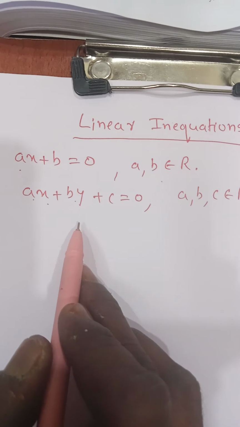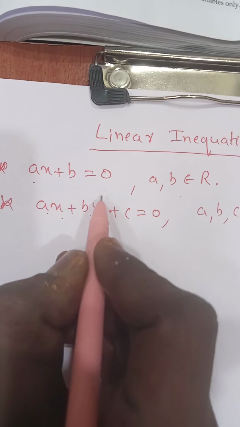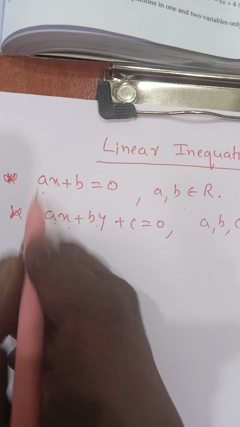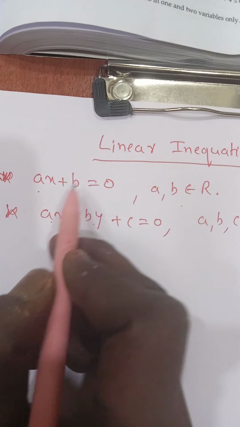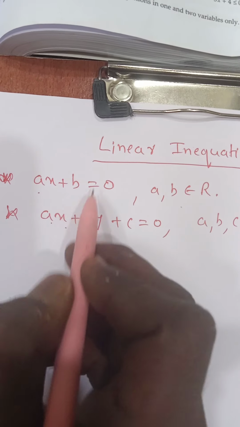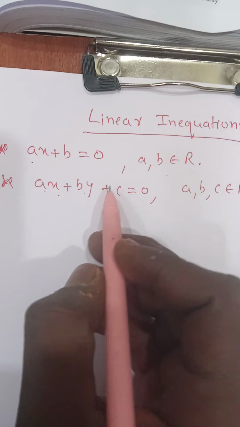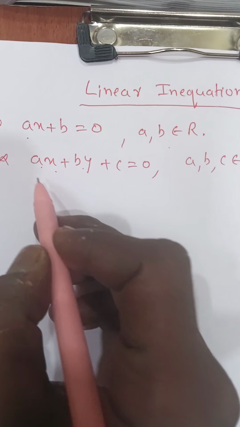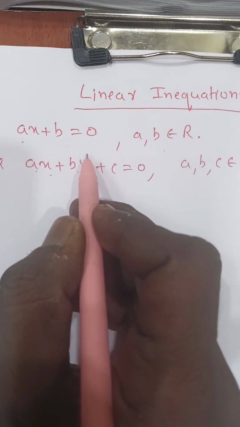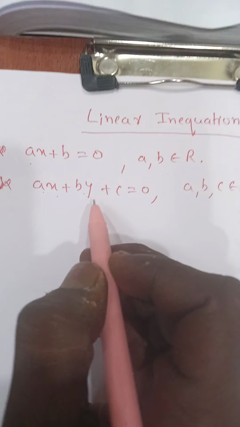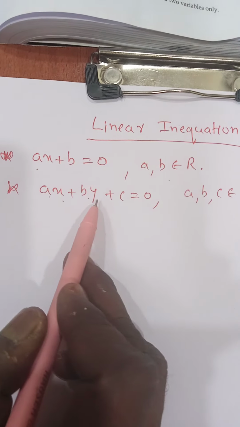Why is this a linear equation? Because its degree is always 1. Both equations have degree 1 only. In the first equation the degree of the LHS part is 1, and in the second equation also the degree is 1 only. That's why it is a linear equation, but they have different numbers of variables.